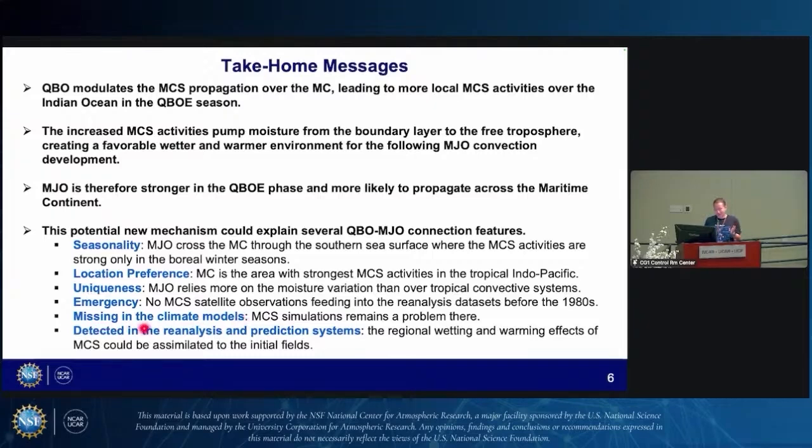And why this is missing in the climate models is due to the fact that the MCS simulation remains a problem there. And why this is somehow detected in the real analysis and prediction system, even with the biased MCS simulation there, is probably due to the regional wetting and warming effects of the MCS, which could be assimilated into the initial field of these systems. So these systems could capture the QBO-MJO connection there. And I will stop here and take any questions.